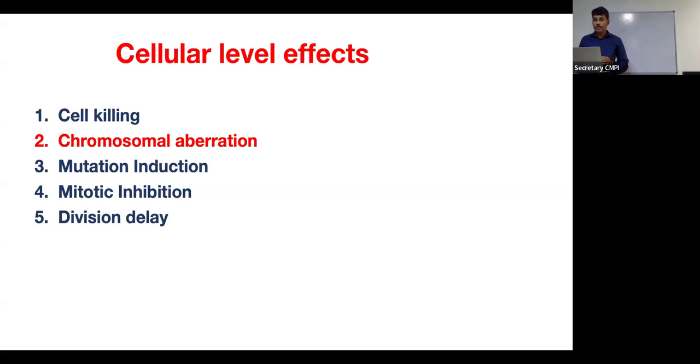Killing yesterday. Other than cell killing, another one is chromosomal aberration. Third one is mutation induction, mitotic inhibition, and division delay. So we'll discuss the other four, from chromosomal aberration to division delay, today. I'm not going very detailed.